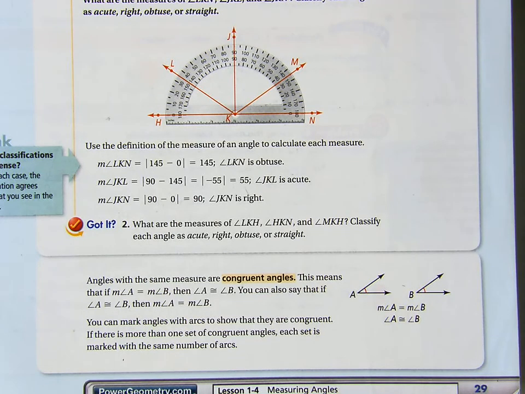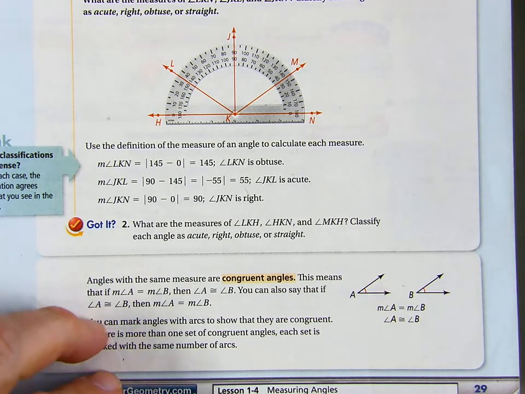Most of the things we study in geometry, if one thing's true, if one thing makes another thing true, then it's vice versa. You can flip it around. So if the measures being equal make them congruent, then them being congruent means their measures are equal. That's what I'm talking about.